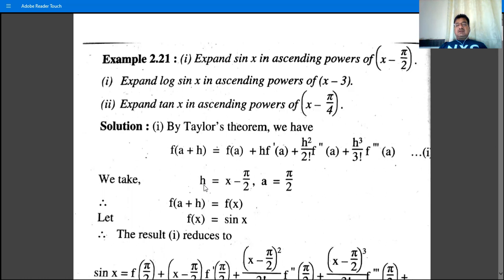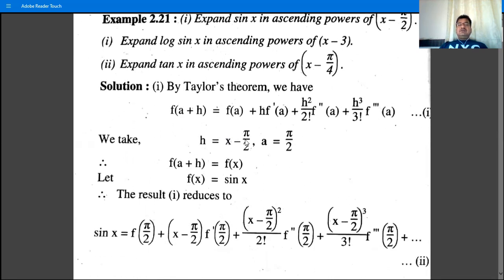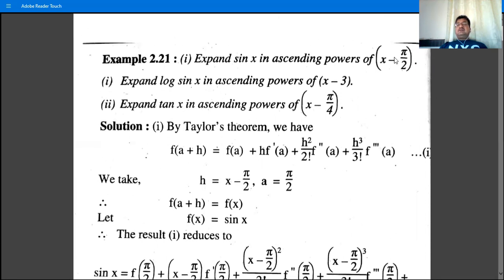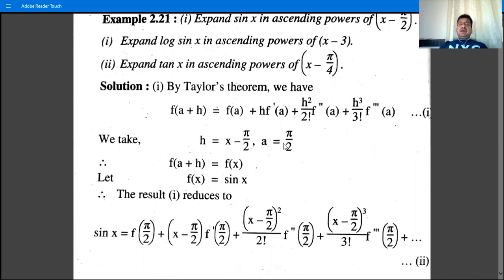So x, actually h is what? x minus a. So here we take a plus h as x, means h is x minus a. And if you compare this x minus pi by 2 with x minus a, then we have a as pi by 2. So if it is x plus pi by 2 in the ascending power, then if we compare x plus pi by 2 with x minus a, then a becomes minus pi by 2. So h is x minus a, and then take h as x minus pi by 2. So a is pi by 2.